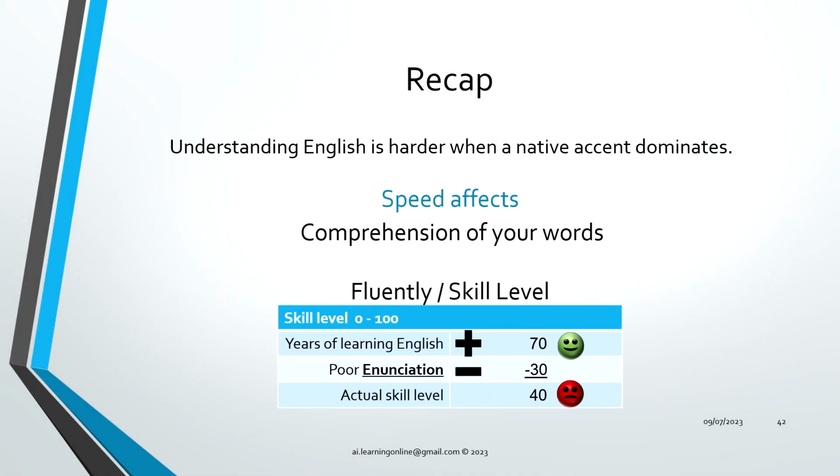So in recap, understanding English is harder when the native accent dominates. The speed of your speech affects the comprehension of your words, and in turn, this affects the fluency, the skill level of your English. So if you have a skill level of say 0 to 100, my skill level is around 7.5 to 8.5. I'm not the best in the world, but I'm not so bad. And so here you've studied for many years and you've attained a skill level of say 70. That's quite good, well done.